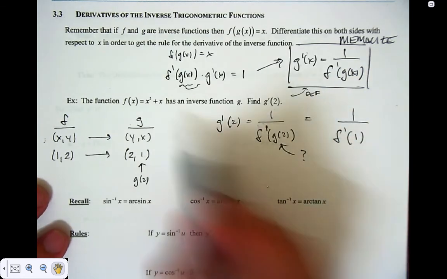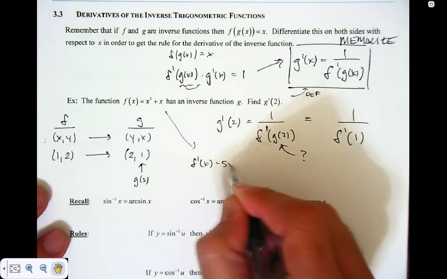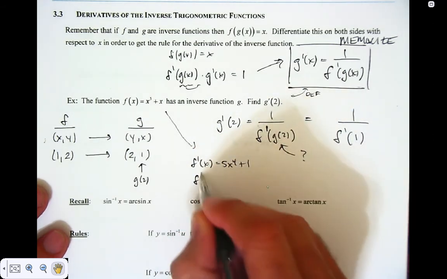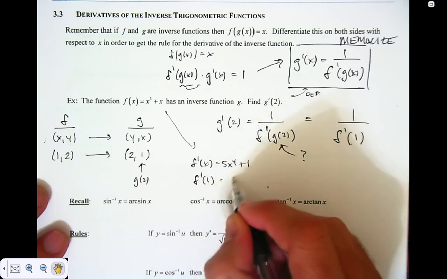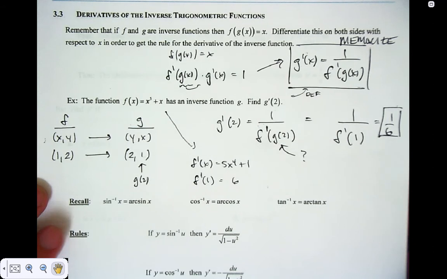And now all I have to do is find f prime. So f prime is 5x to the 4th plus 1. And so f prime of 1 is going to be 6, for a final answer of 1/6.